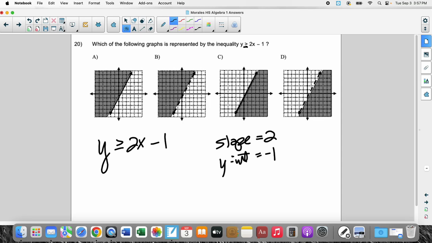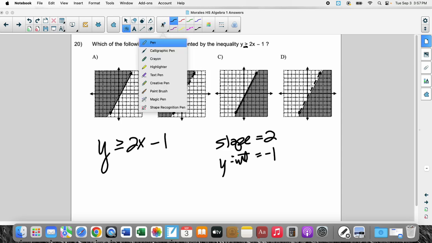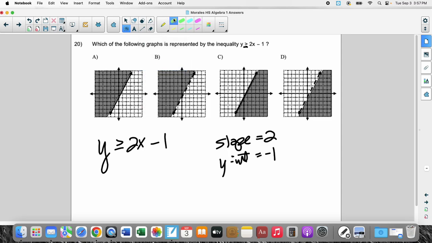And so I know that my border, so these are borders. This is a border between true and false. This is true because that's where we're shading. We shade the true, we don't shade the false. So this border is solid. That means it's an equal sign. If the border was dotted, that doesn't mean it has an equal sign. So I have 2 with a solid border, and I have 2 with a dotted border.